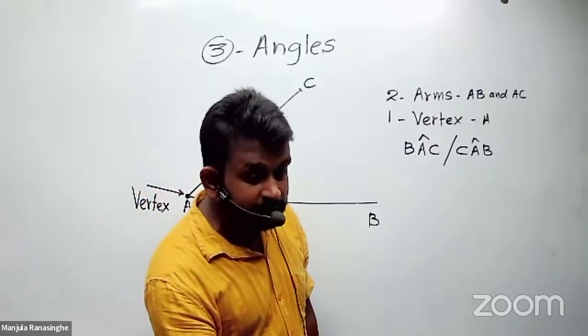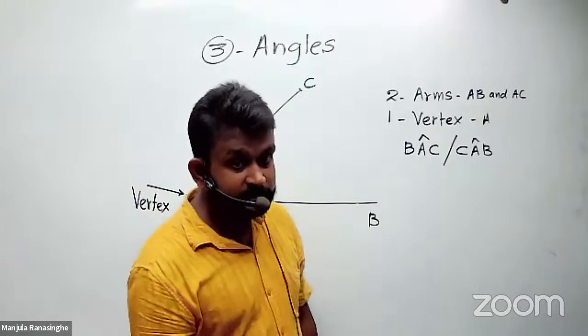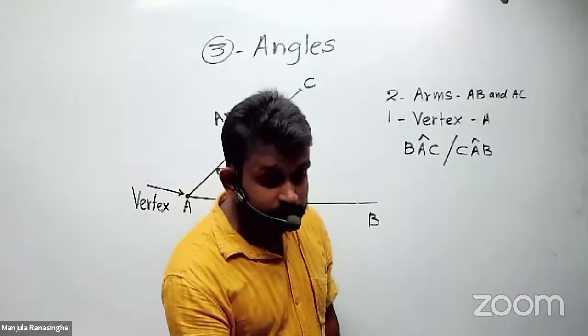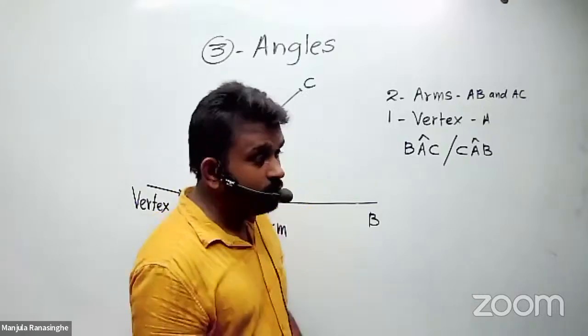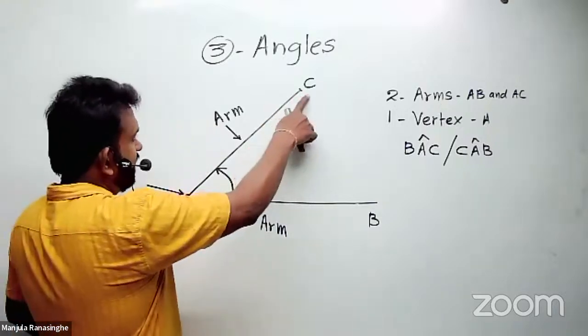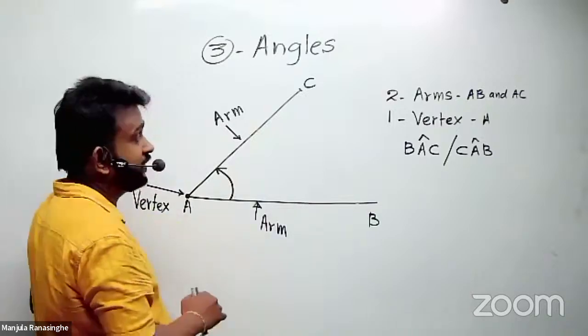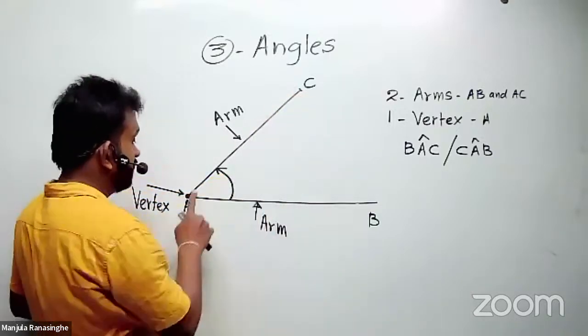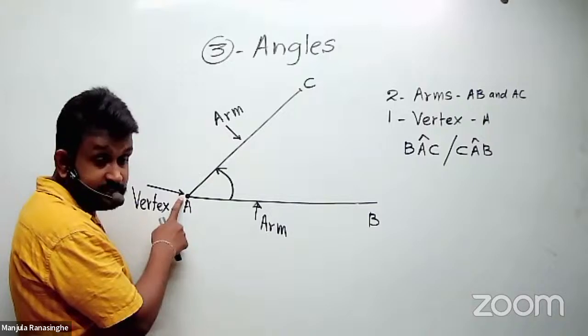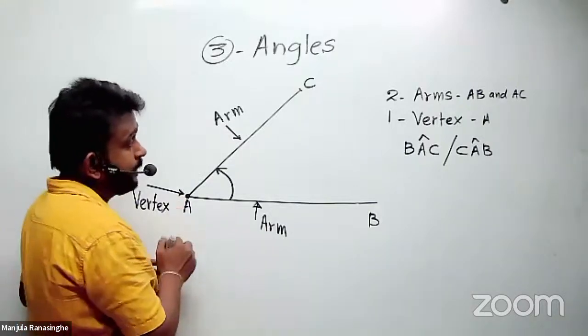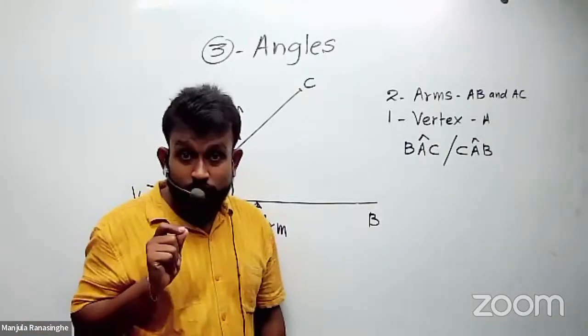Okay, I will remember the things that we discussed up to now. You can see it. So we discussed an angle. An angle consists of two arms, right? So AB and AC, and one vertex. The vertex is A, right? So this is how the angle is created.